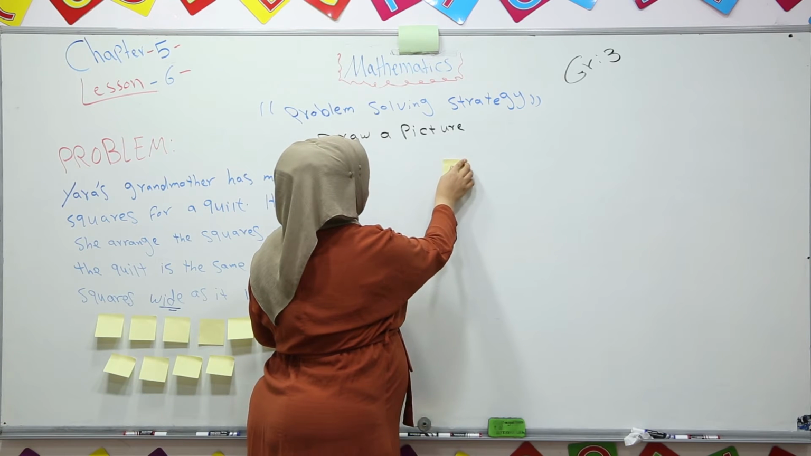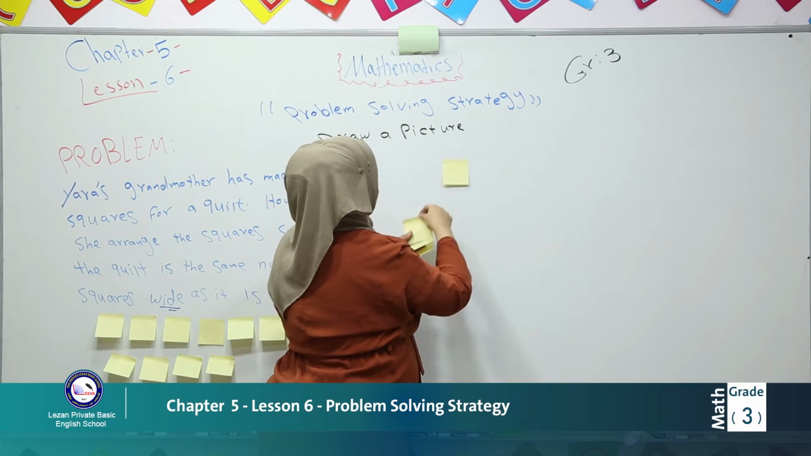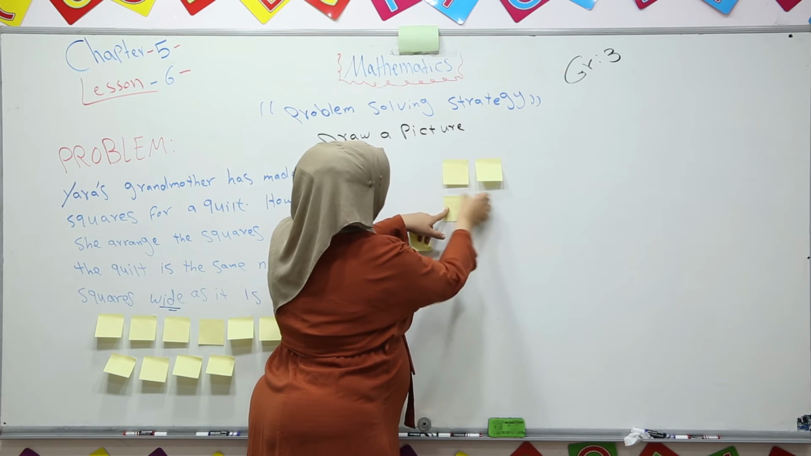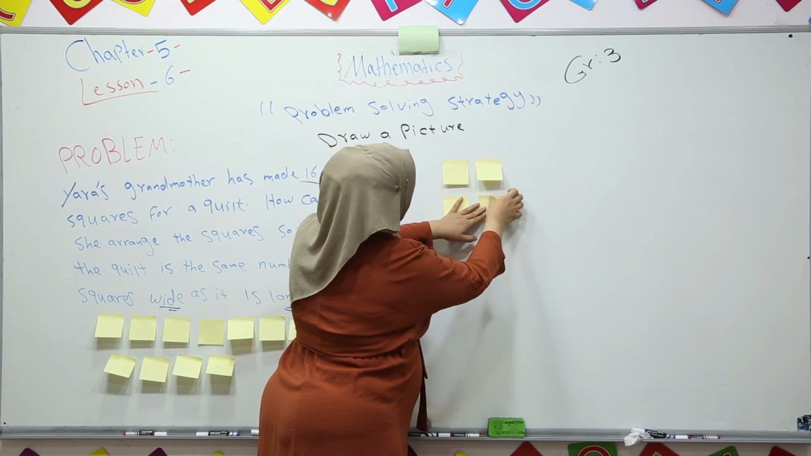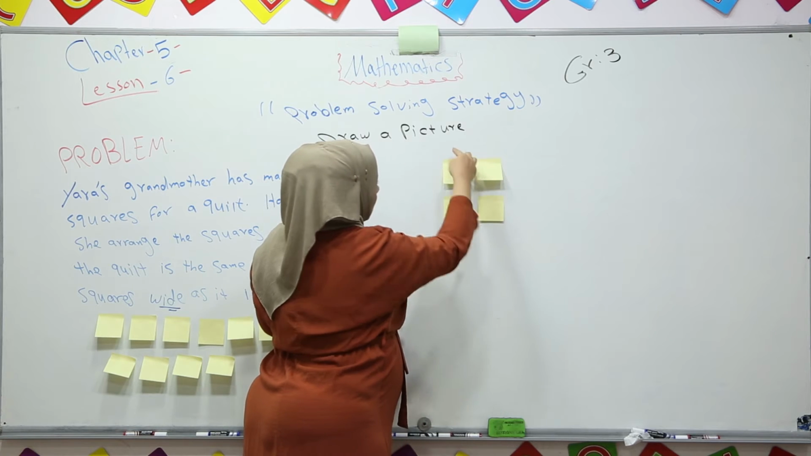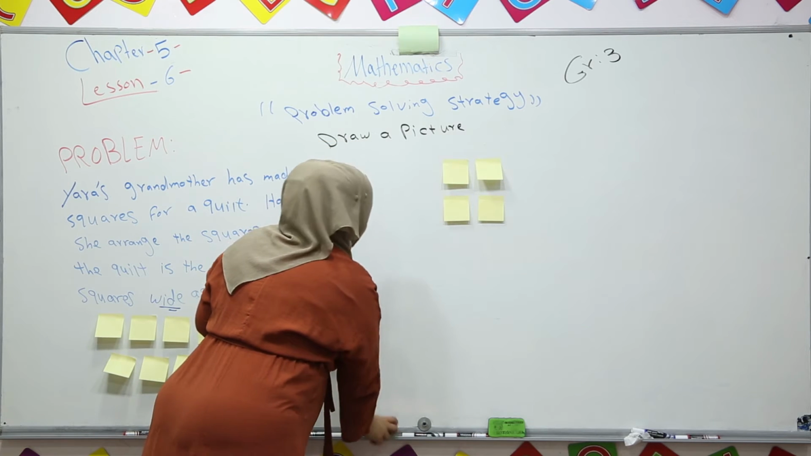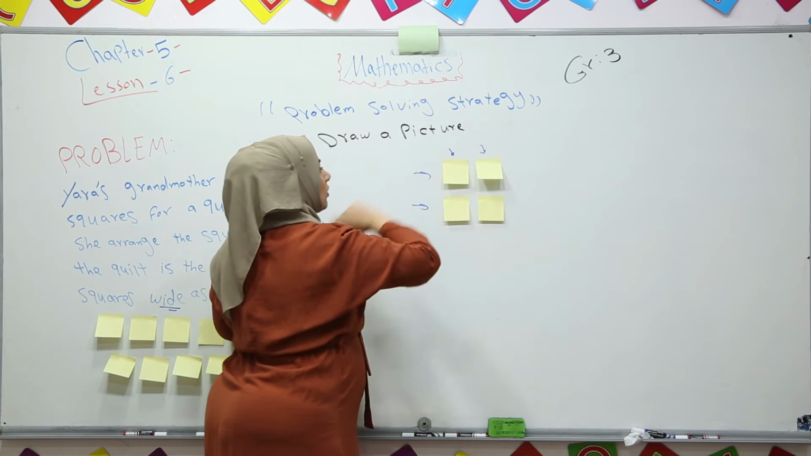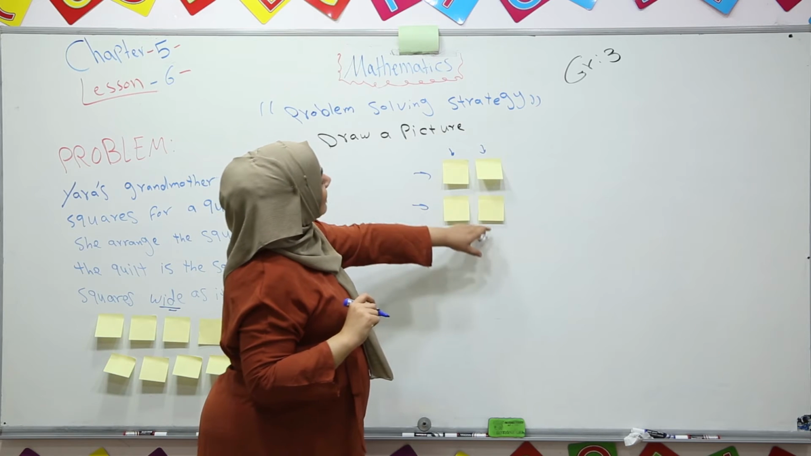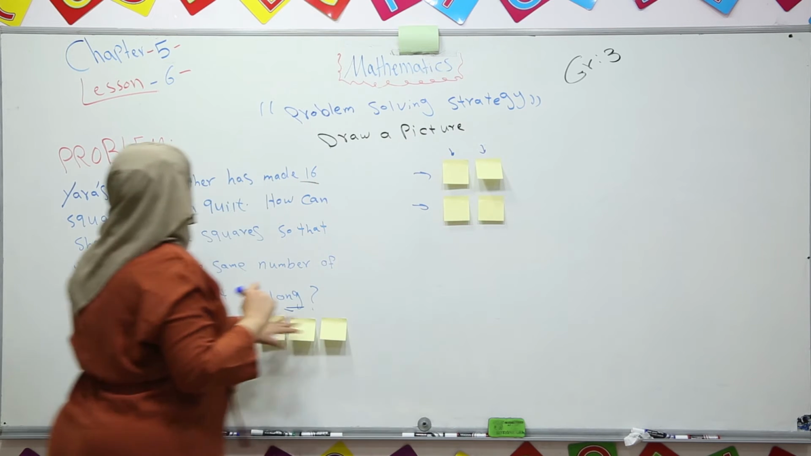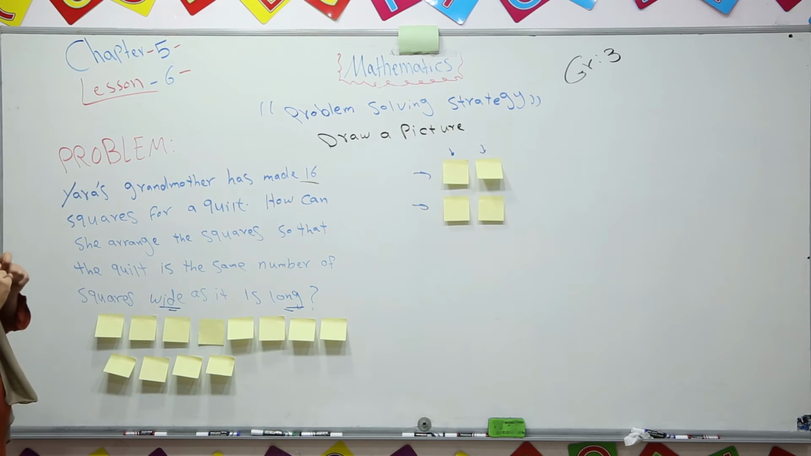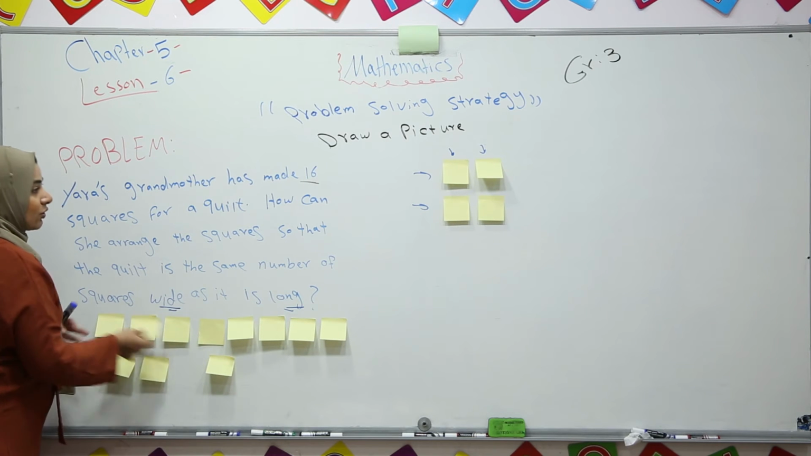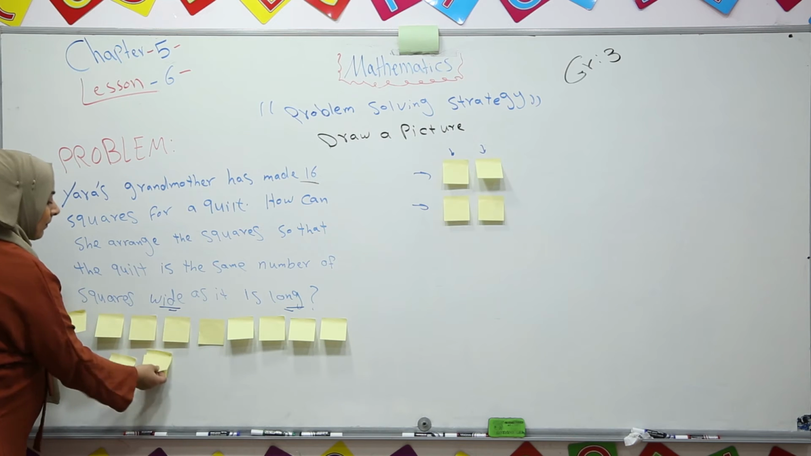First, let us arrange it like that. Okay, it is 2 rows and 2 columns. We have 2 rows with 2 columns. The number of rows is the same as the number of columns, but still we have more squares. We should use all of them. So let us make 3 by 3, okay?